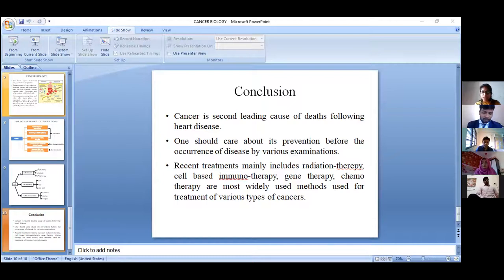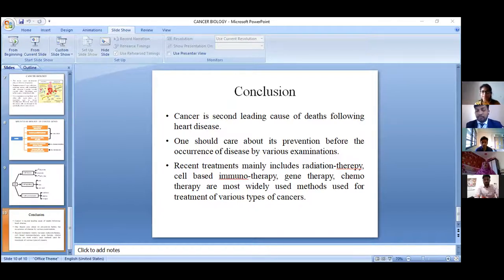Okay, thank you, Nimra. I have one question for you. What do you mean by zero stage, first stage, second stage, or last stage of cancer? So these are the divisions of the aggressiveness of the disease.